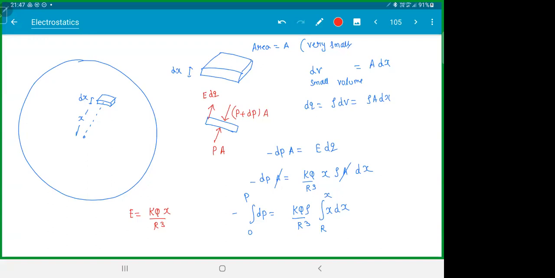At a distance x, it took such a small strip. Because of that repulsion, pressure on both the sides is different. So that small difference in pressure is A dq. And we just integrated this.